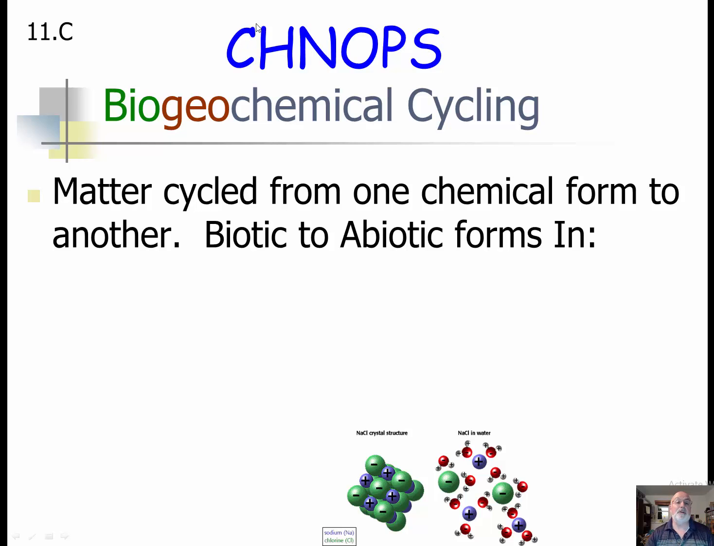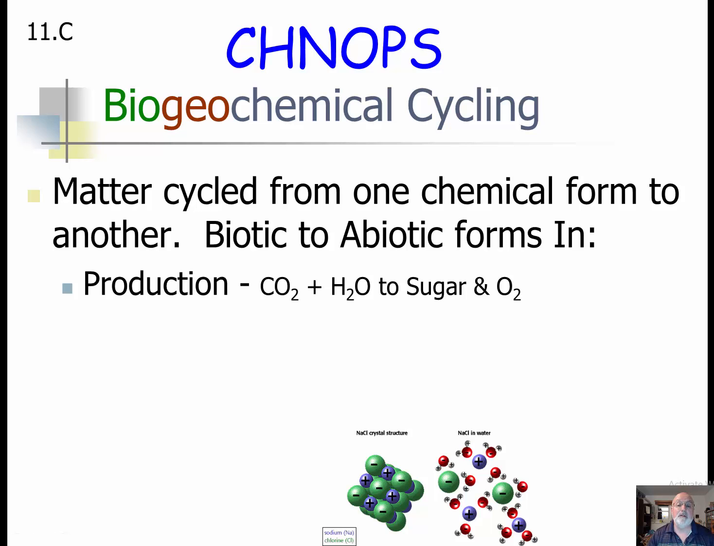We're not going to look at all cycles. We're going to look at carbon, nitrogen, and phosphorus, and we've already looked at the water cycle, which was H2O. So using those things, production, how does that happen? Well, we take carbon dioxide, we take water, we add sunshine to it, and plants do this, and they make C6H12O6, sugar, and oxygen.